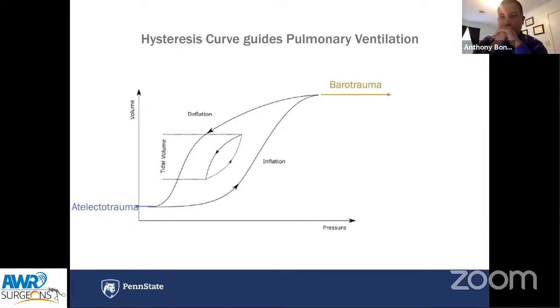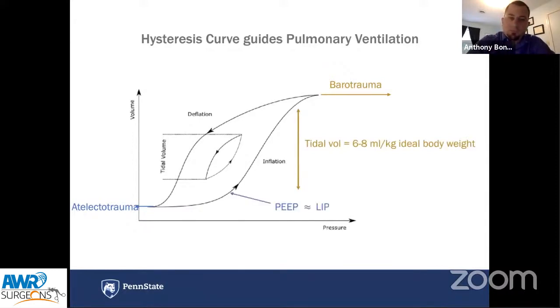And so we overcome these problems by limiting our tidal volume to 6 to 8 mLs per kilo of ideal body weight to prevent barotrauma, and also using some degree of PEEP, which is above the lower inflection point, to prevent repeated collapse and opening of the smaller airways.